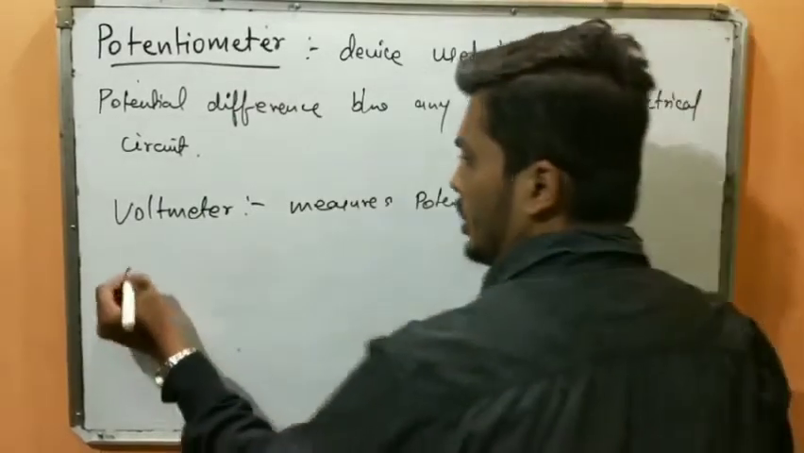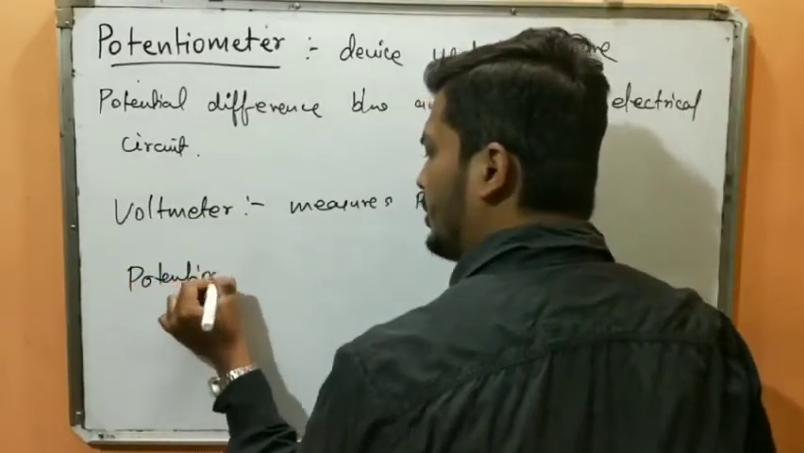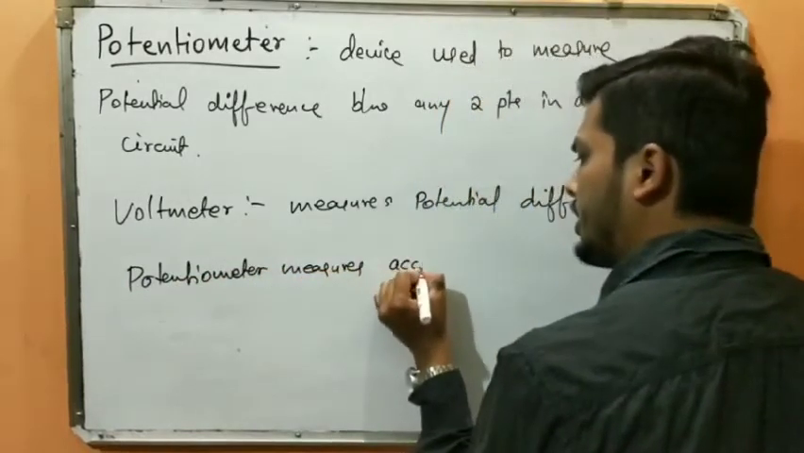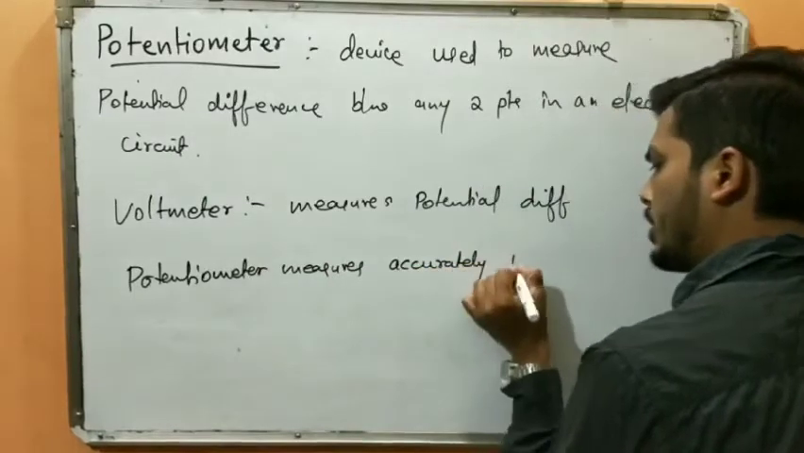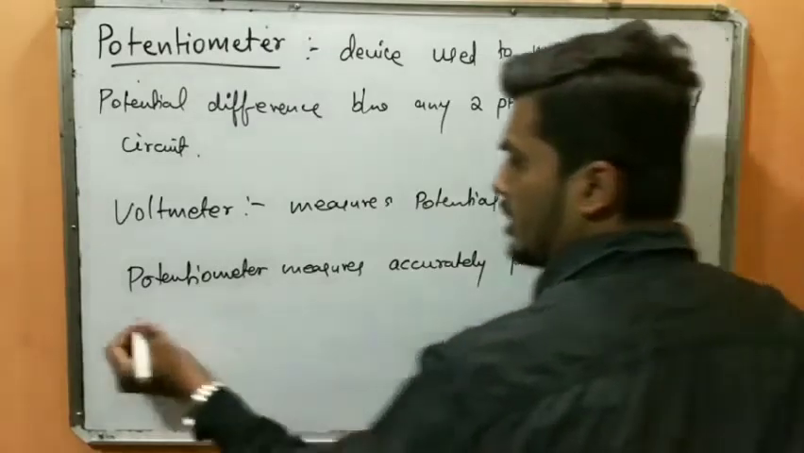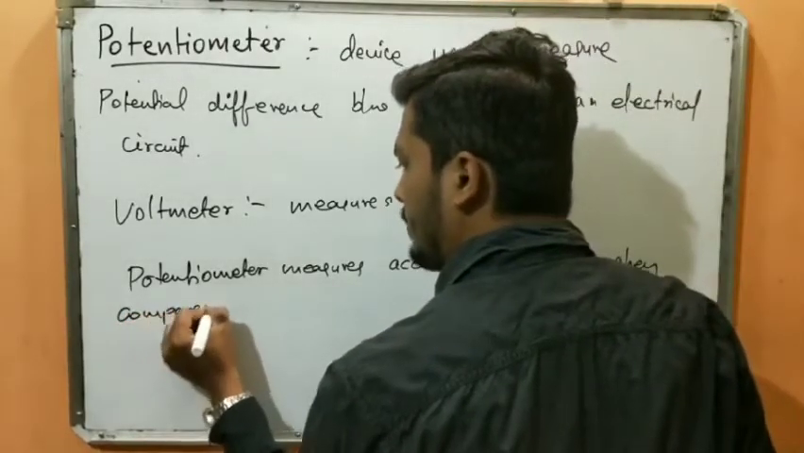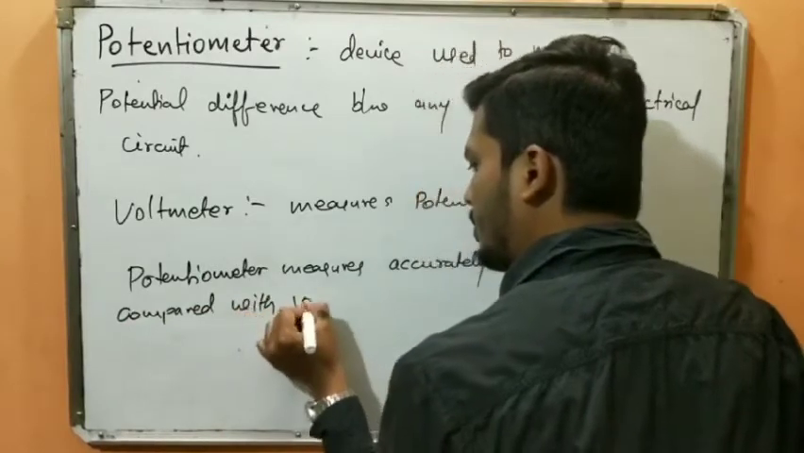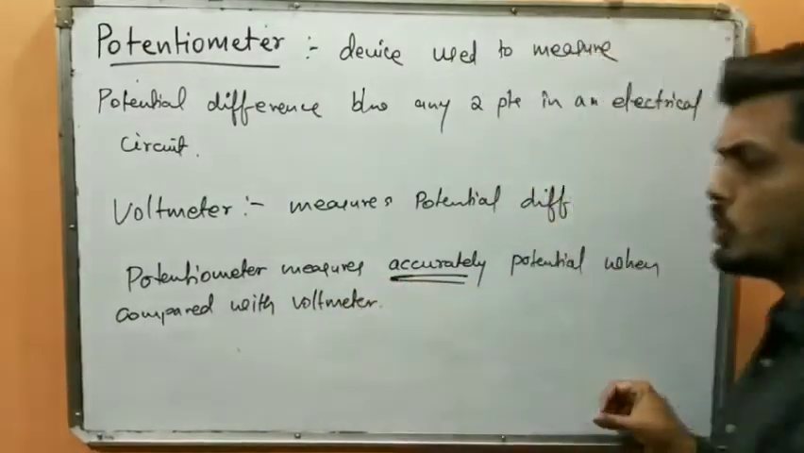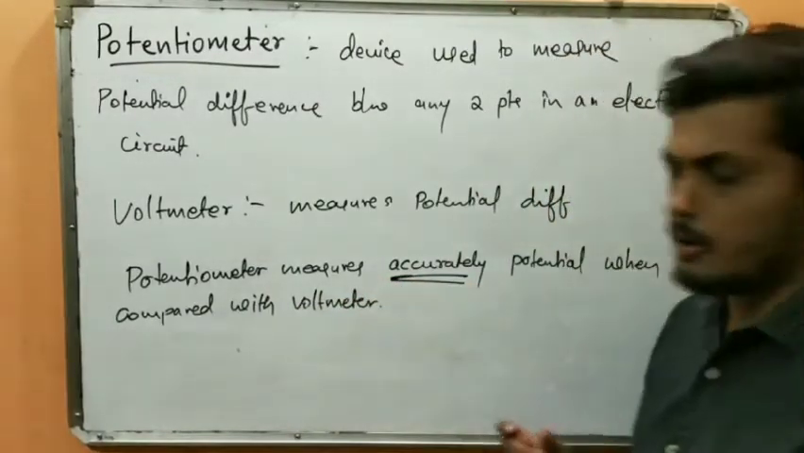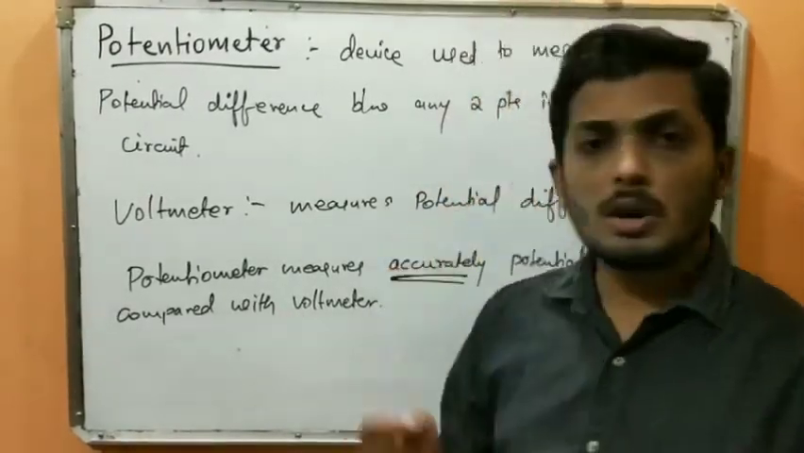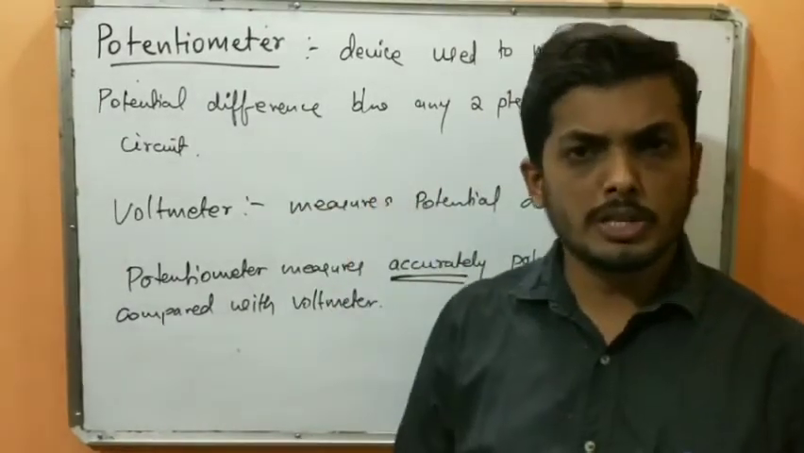But remember, the potentiometer measures potential accurately when compared with the voltmeter. There is a lot of accuracy in the potentiometer compared to the voltmeter, so it is the most preferred device to measure potential.